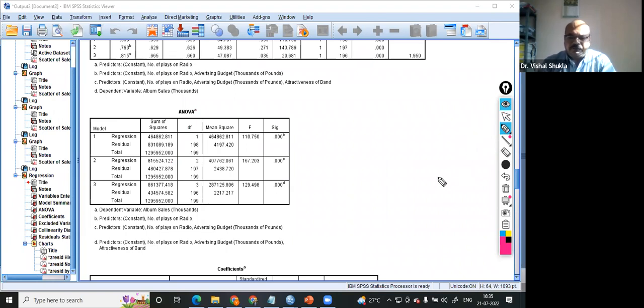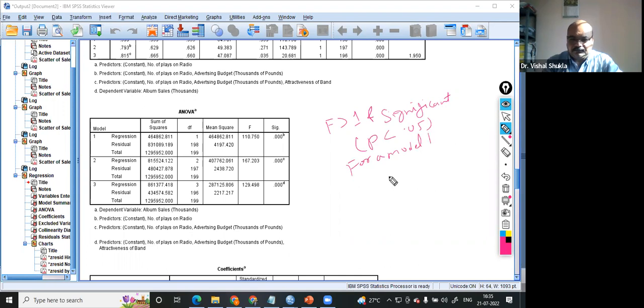So for the model to be fit, the F value should be greater than 1 and significant. It means P should be less than 0.05 for a model to be fit. So here you see the F value is 129.5, which is far above 1 and significant also. It means the model is a good fit.